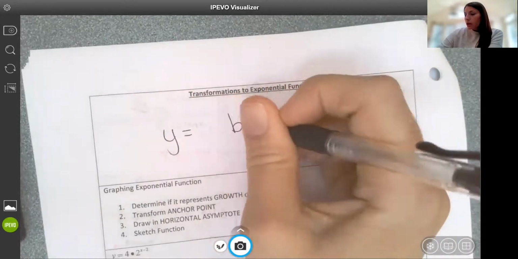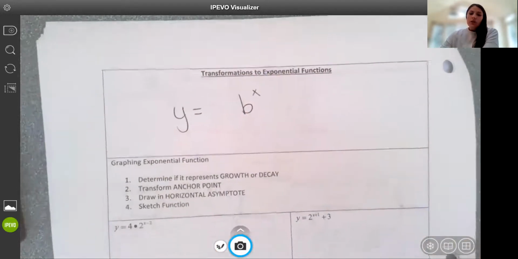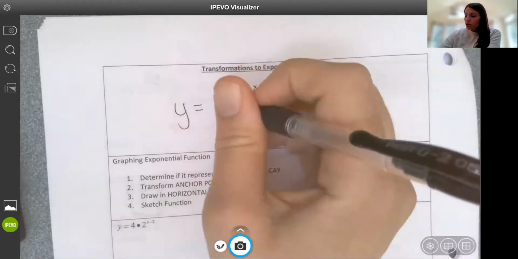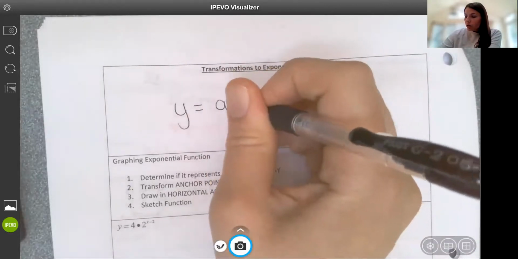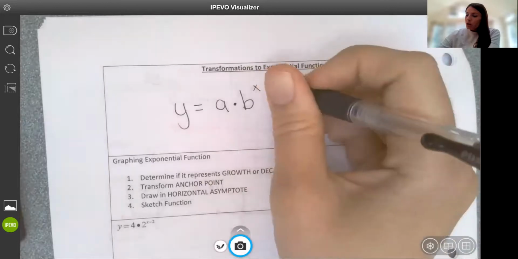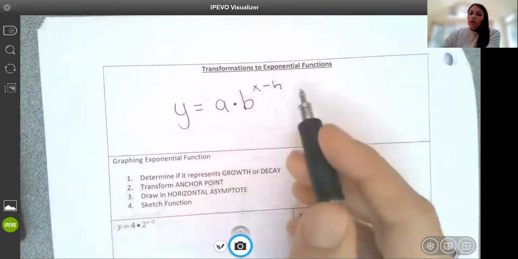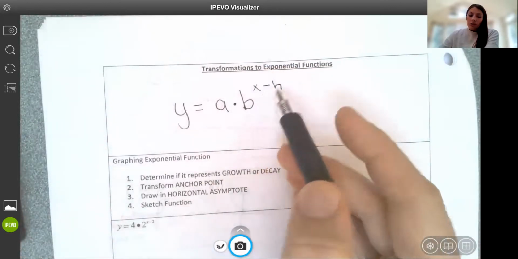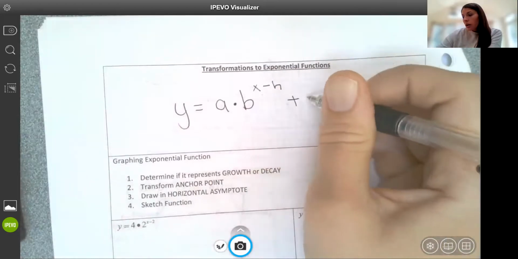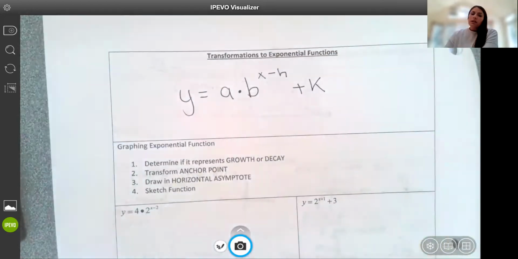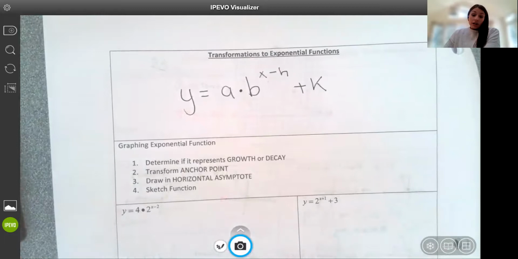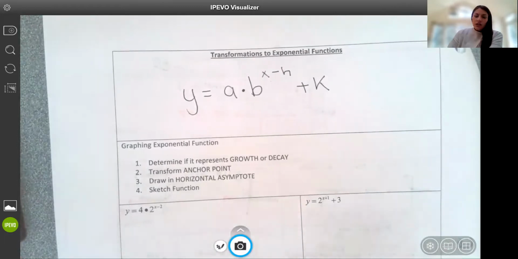So our exponential functions, y equals b to the x. Now we could have several different things that are added into this function. So we could have a coefficient out front. We can have a value added or subtracted to my exponent. And I can have a value added or subtracted outside of my exponent. And each of these things transform the graph in different ways.